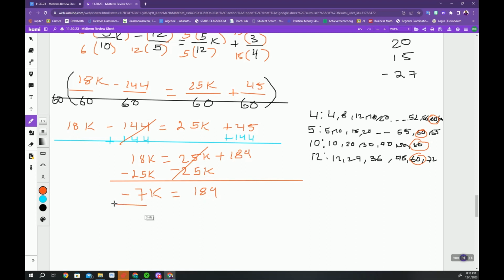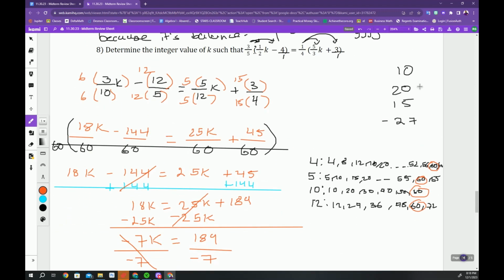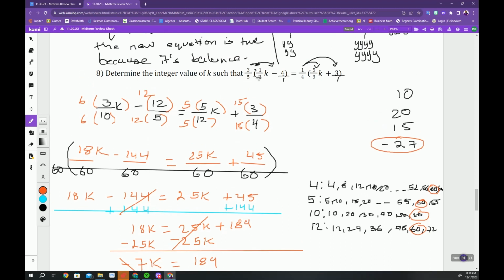Now to solve for k, we divide both sides by negative 7. K equals 189 divided by negative 7, which is negative 27. The value of k is negative 27. If it was given to you in multiple choice, you could have plugged that in to check it from the beginning. And if you do want to check your work, you plug this back into the original equation. And if you get two values that are equal, then the equation is correct, k is negative 27.